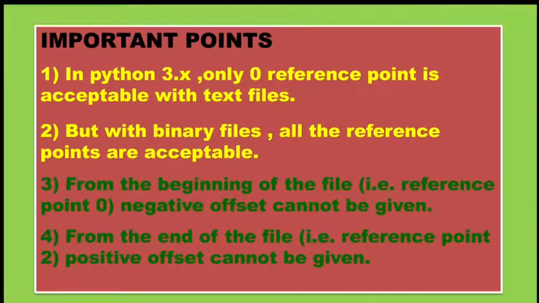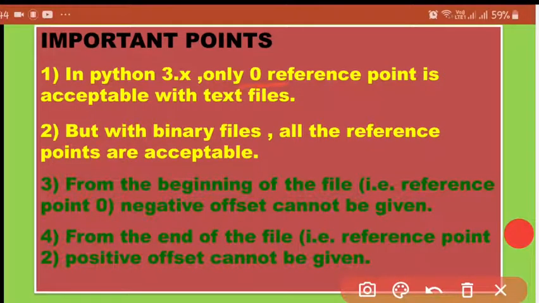Now a few important points regarding the seek function and its arguments. See children, in case of text files, meaning in Python 3.x versions, only the 0 reference point works. Reference point 1, that is the current position, and reference point 2, that is the end position, do not work in case of text files. So you will not be able to see the practical implementation in text files because it is not supported by 3.x versions.